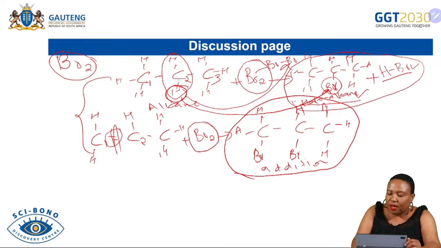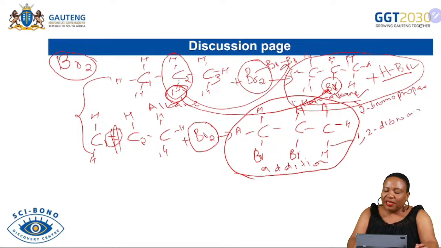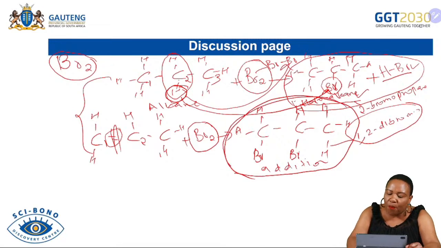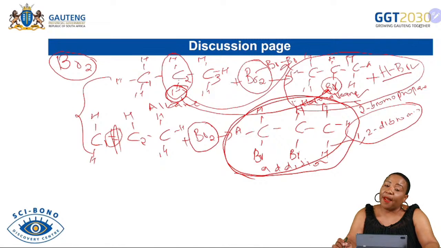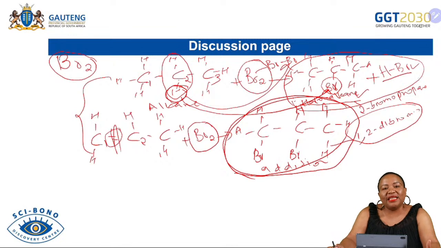This one we know is going to be 2-bromopropane. However, this one is going to be 1,2-dibromopropane. So it means 1,2-dibromopropane can instantly change the color of bromine water. It shows that bromine water is added. So what makes the bromine water to be colorless is the formation of the 1,2-dibromopropane. Whereas when 2-bromopropane is formed, the color didn't change instantly.